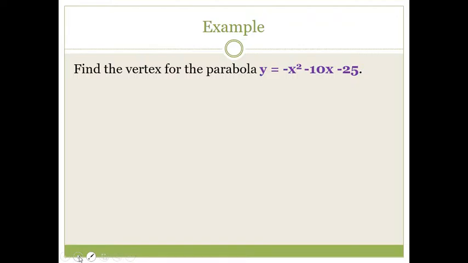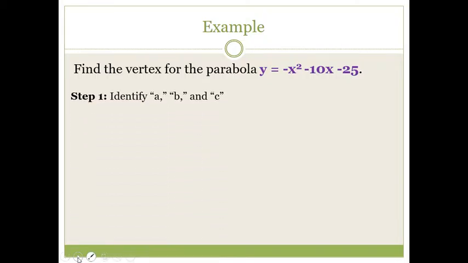Find the vertex for the parabola y equals -x squared minus 10x minus 25. Well, first we ask ourselves, is this equation in standard form? And in this case, yes it is. We don't have anything else over here with a y. We don't have any other numbers or any other x's over on the other side of the equal sign, so it is in standard form.